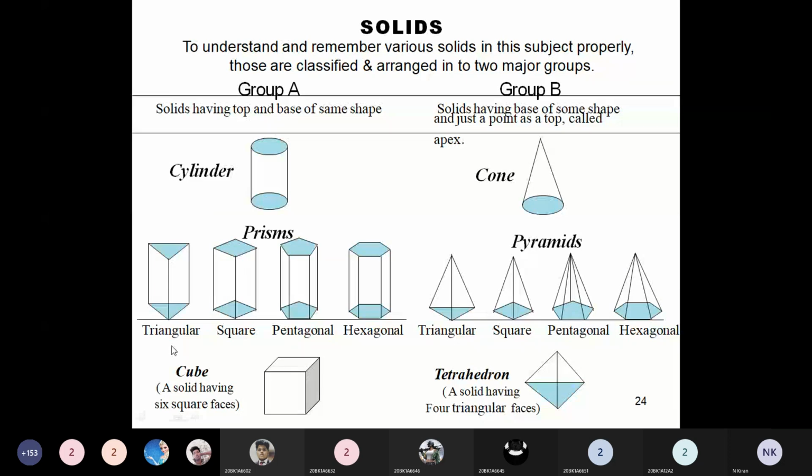See, these are all the solids as you observe. See, cylinder. And if you are seeing this one, this is a prism. What is the difference between a pyramid and a prism? Can anyone tell?